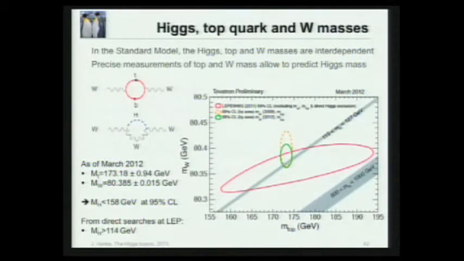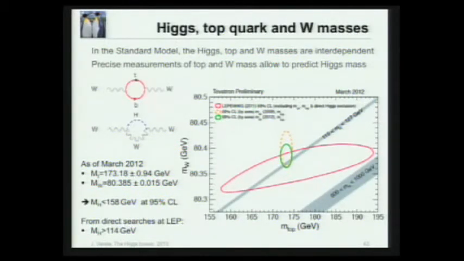Now, the measurements of the W and top are those ones in March 2012, and they have some error, and this error corresponds to these ellipses here. So there are two errors, in the W and in the top, and combined they make this ellipse here.